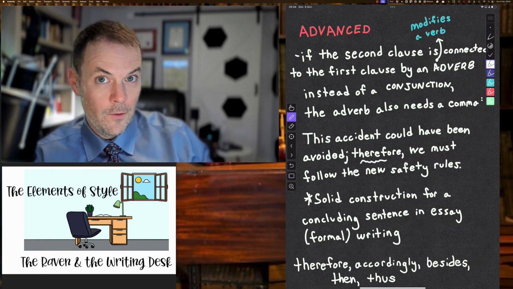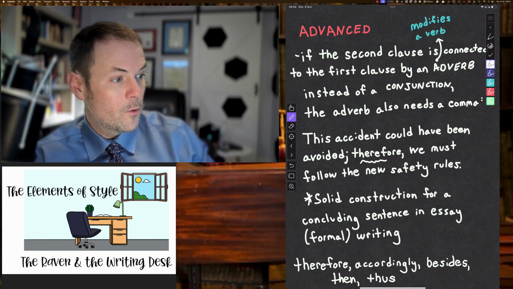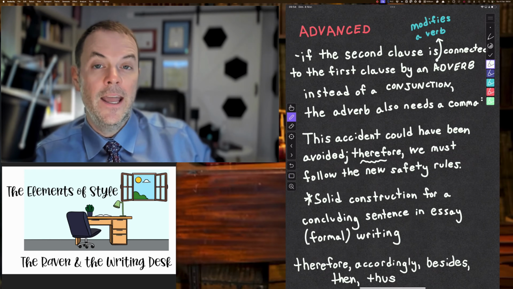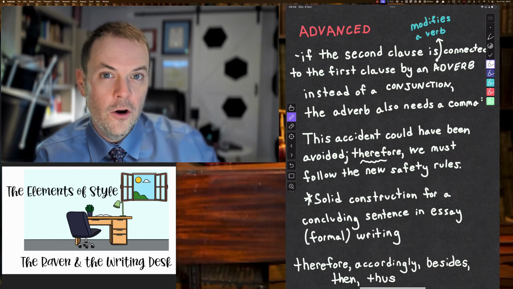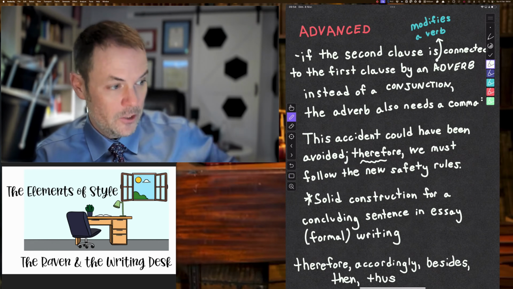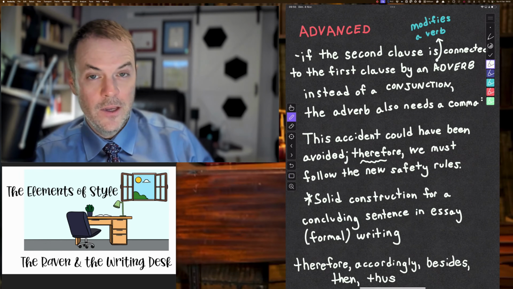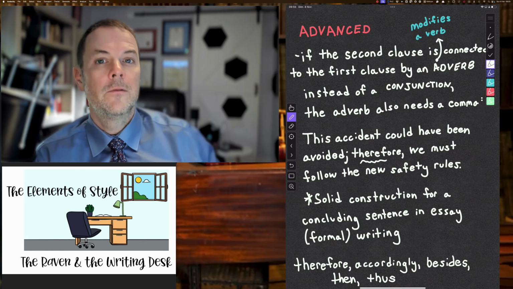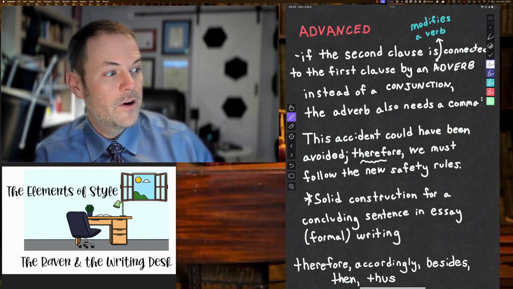So if you're essay writers out there, note the following words. Therefore, accordingly, besides, then, and thus. And I'm hoping you can already picture in your mind how you can set up a point. You're saying such and such, semicolon, accordingly, following point. Very smooth construction, works very well.